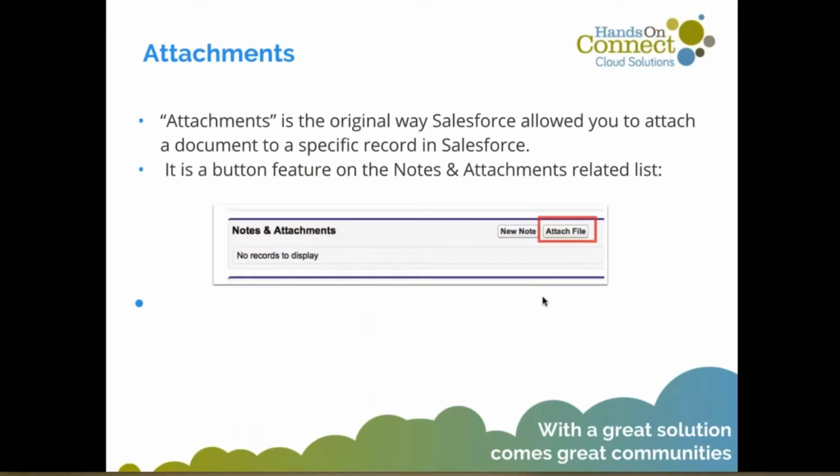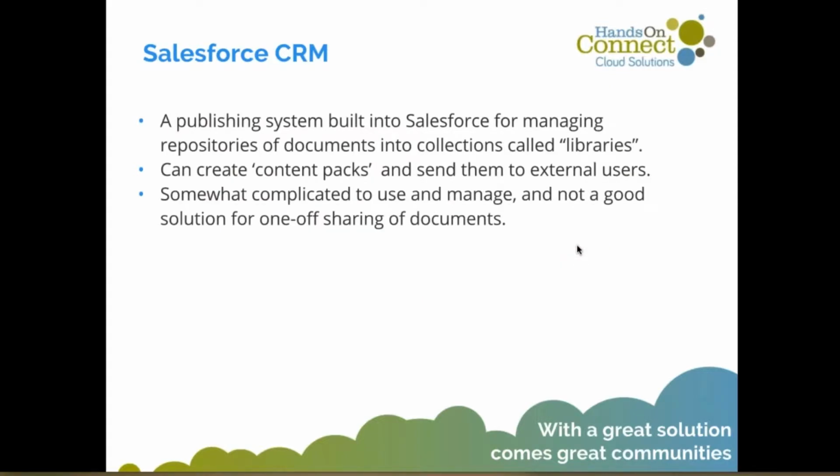So attachments is a way to attach a file of any kind to a specific record in Salesforce. You'll see a button on the related list that's called Notes and Attachments, where you could create a note, that's the old Salesforce notes, or attach a file, and it's really an attachment. It's not a Salesforce file, it's an attachment, and that's an old school way of doing things.